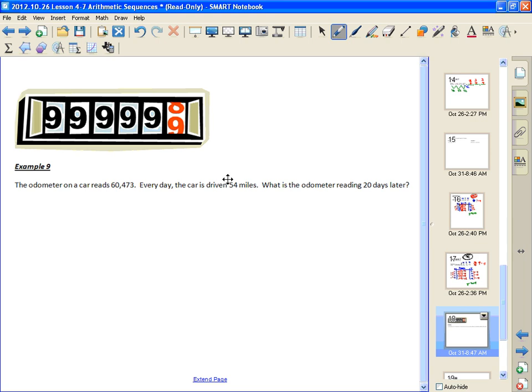So here's what you do. Every day, they drive 54 miles, right? And the odometer reading in 20 days, what would I do with 54 and 20 if they drive 54 miles each day for 20 days? Multiply, right? So I would do 54 times 20. So what is that? What is 54 times 20? 1,080.